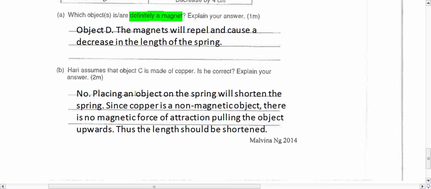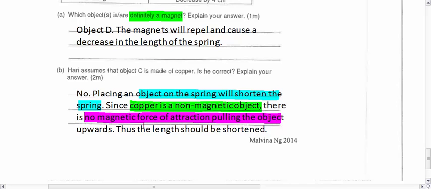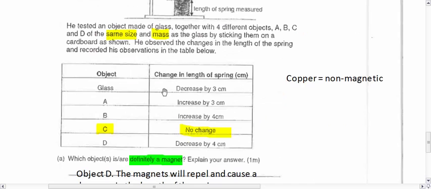No, placing an object on the spring will shorten the spring. This is the first key concept, and it gives you your first half mark. Since copper is a non-magnetic object, that will be your second half mark. There is no magnetic force of attraction pulling the object upwards. Basically there's no attraction, so that's your third half mark. Your final half mark is to say that the length should be shortened, just like what happened with the glass.